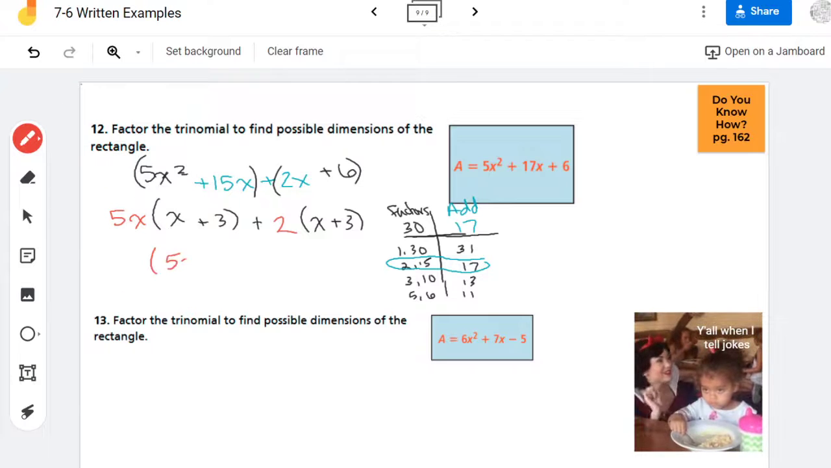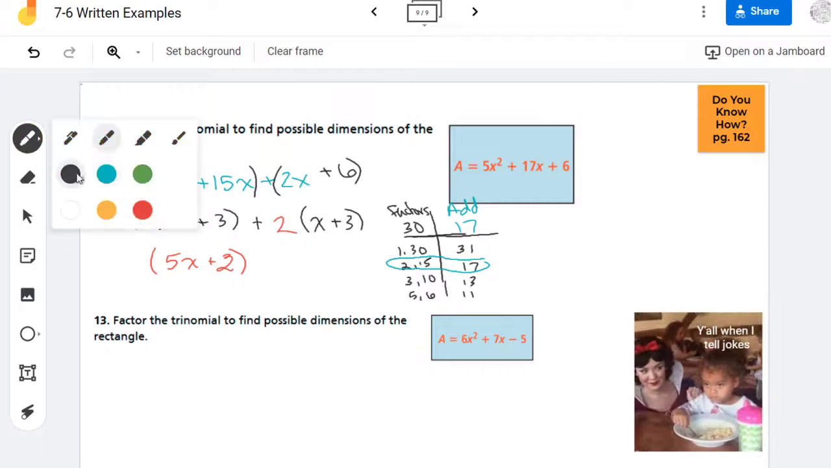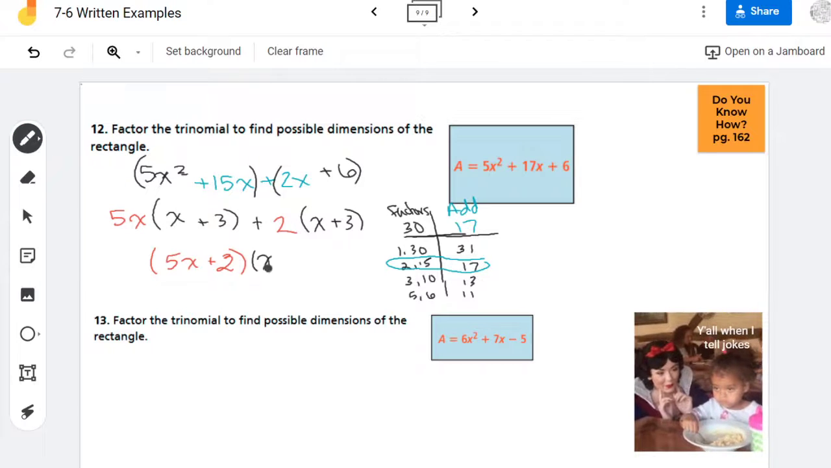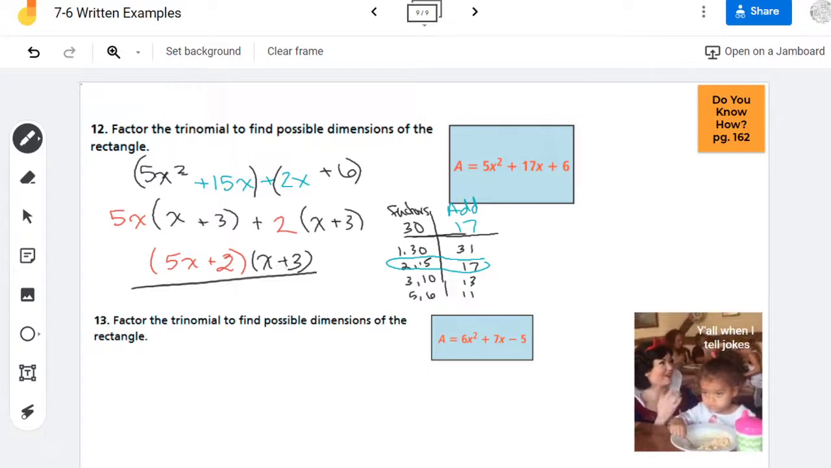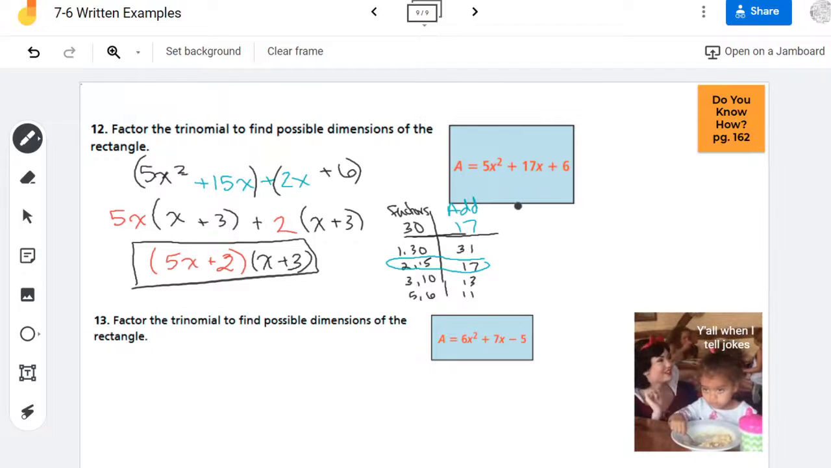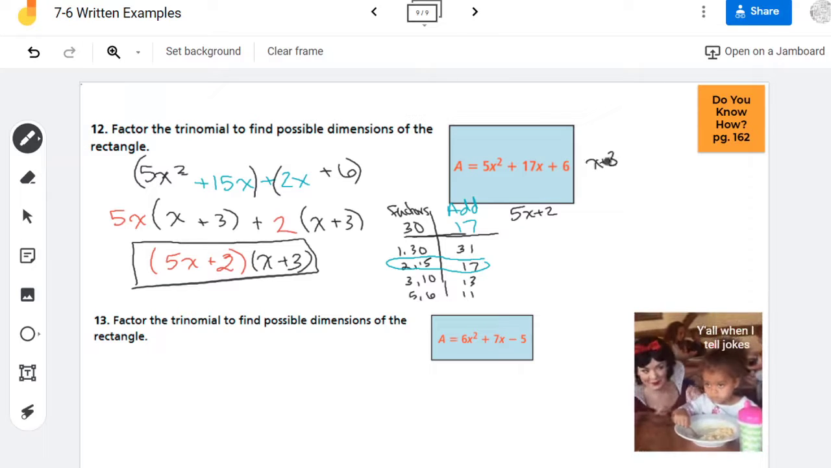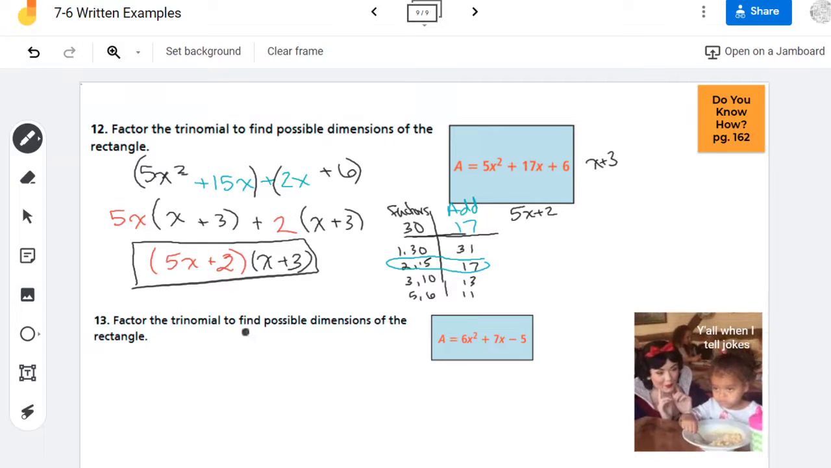Now my GCFs come out into the first parenthesis, and then the one that's copied is my second one. So this is my factored form for my dimensions. This length is 5x plus 2, and this width is x plus 3, probably.